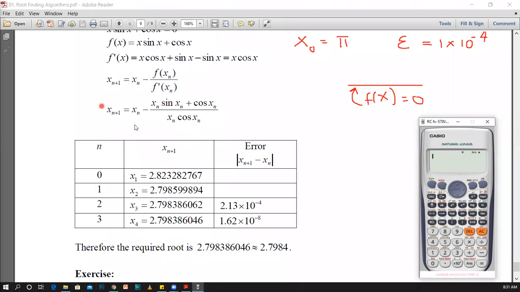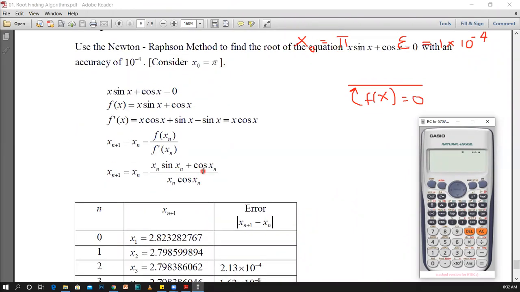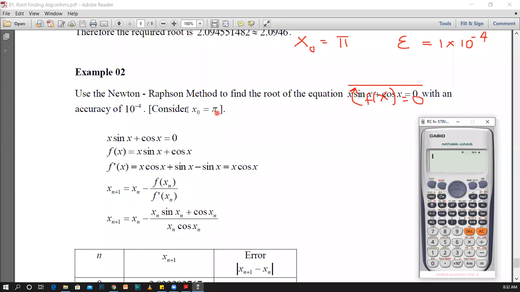Therefore, I will insert this function in the calculator. But prior to inserting this function in the calculator, first of all we have to pay attention to what measure we are using.